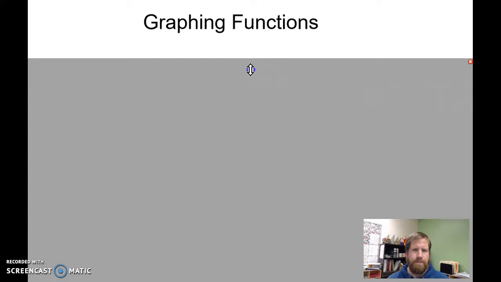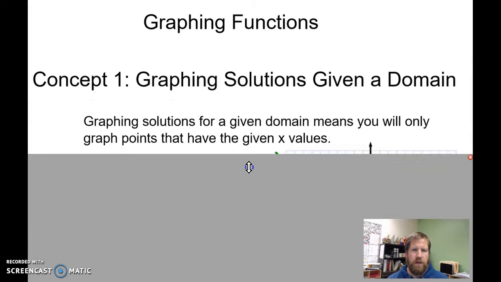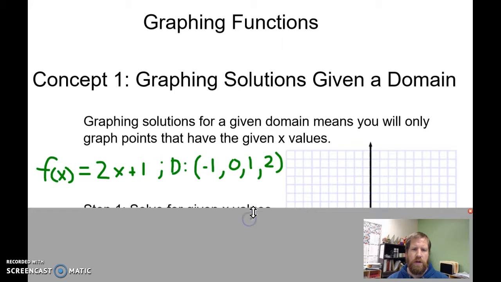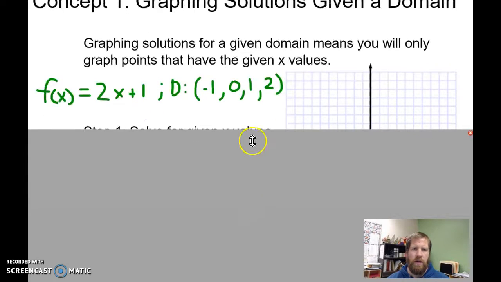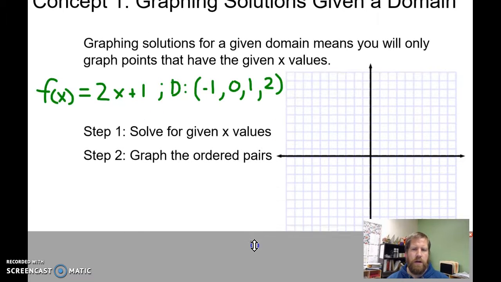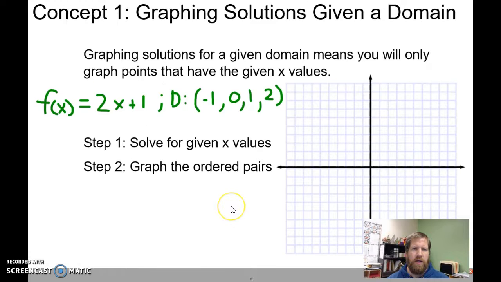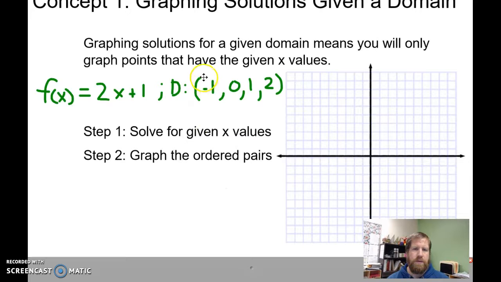Graphing functions. Concept 1 is graphing functions when you're given a domain. So this is basically graphing a function except just in a limited portion of your graph. This can either be specific points. So here I have my domain.